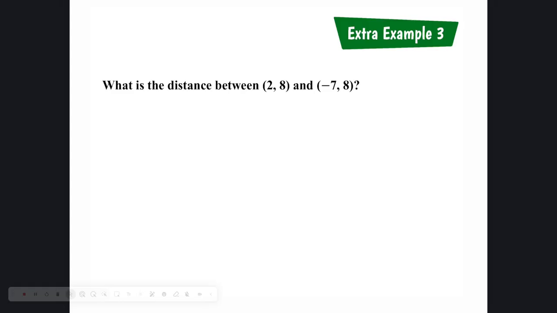Extra example 3. You'll try this problem by yourself. What is the distance between (2, 8) and (-7, 8)? This would be a good time to pause the video. Complete the problem by yourself, then check your answer by resuming the video. The answer to this problem is 9 units.